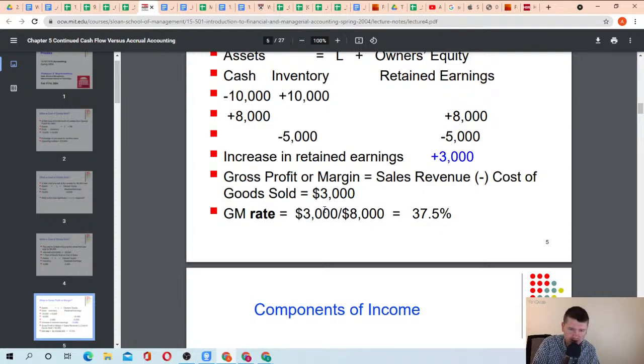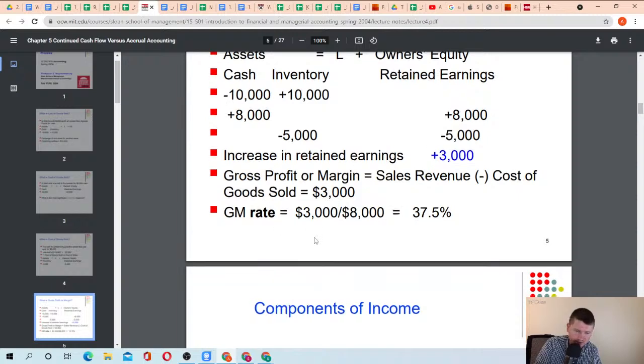If you have any questions with that, you can ask them in the Q&A sessions, or right now, I will try to answer questions today as well. So what else do we have? We even have a gross margin calculated here. So we kind of earned $3,000 on 8,000 of revenue.